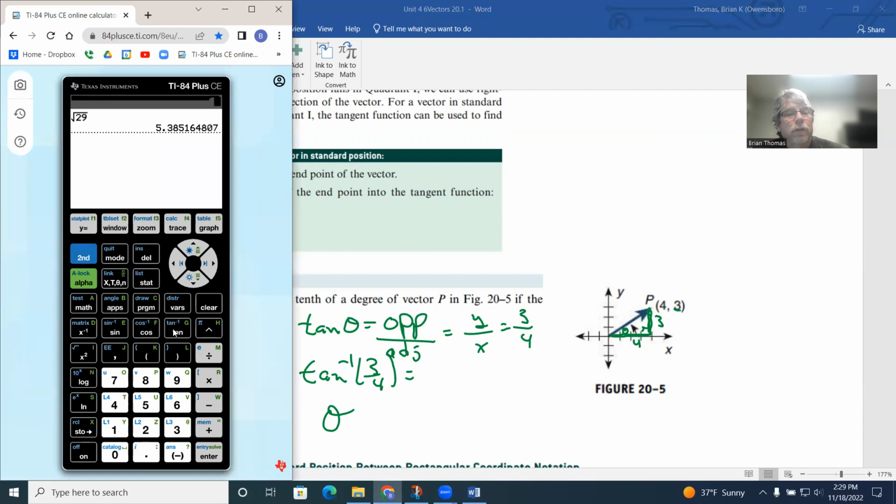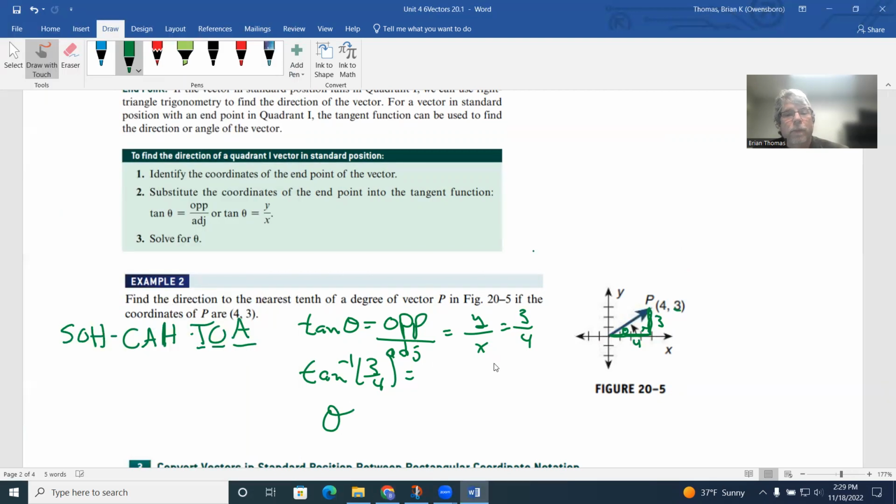So second tangent gives me inverse tangent. If we just put 3 divided by 4 in there, close our parenthesis, that should give us our angle. And if we round that to the nearest tenth of a degree, that would be 36.9 degrees. So theta would equal then 36.9 degrees.